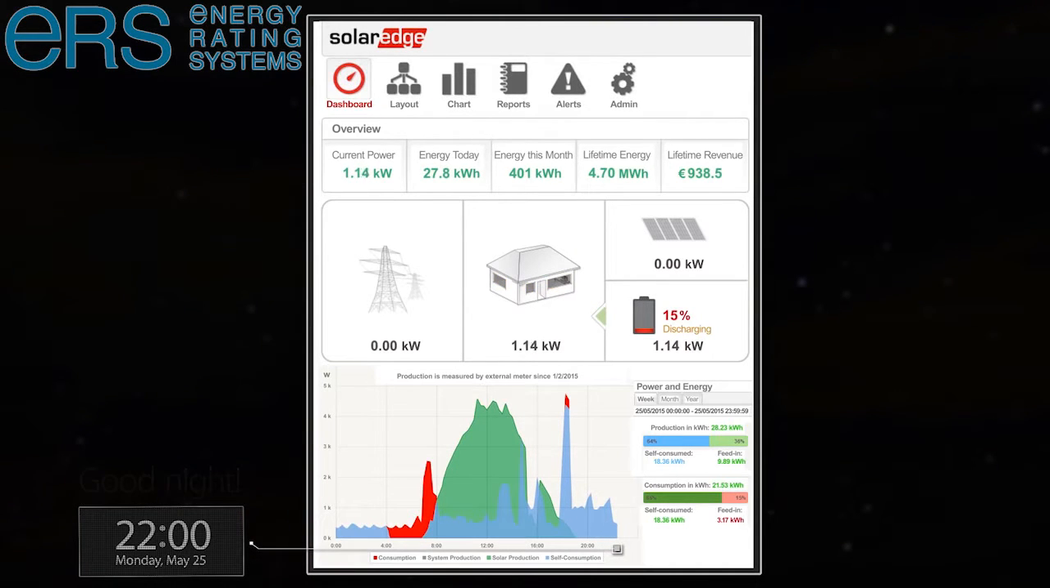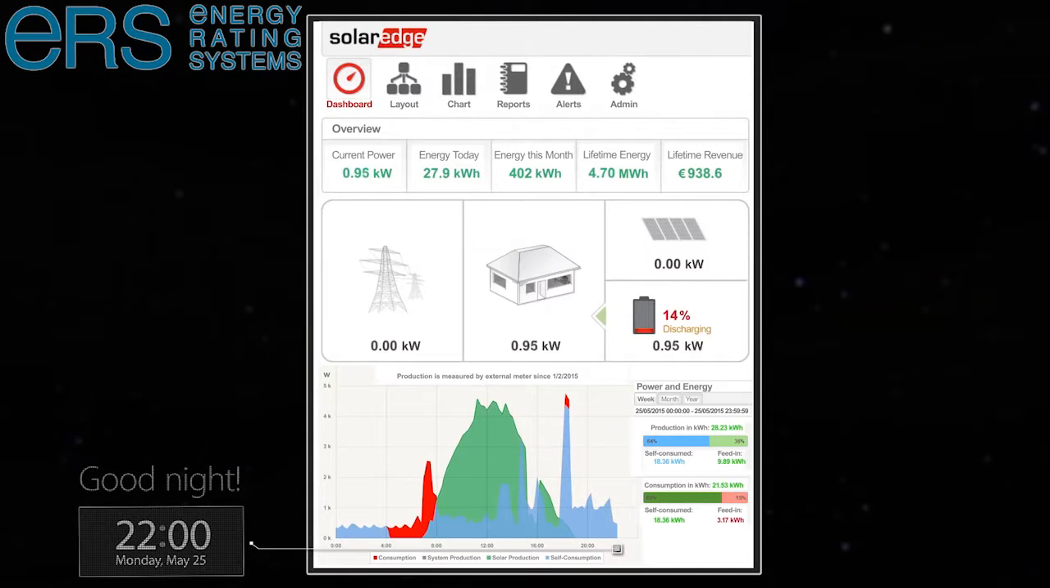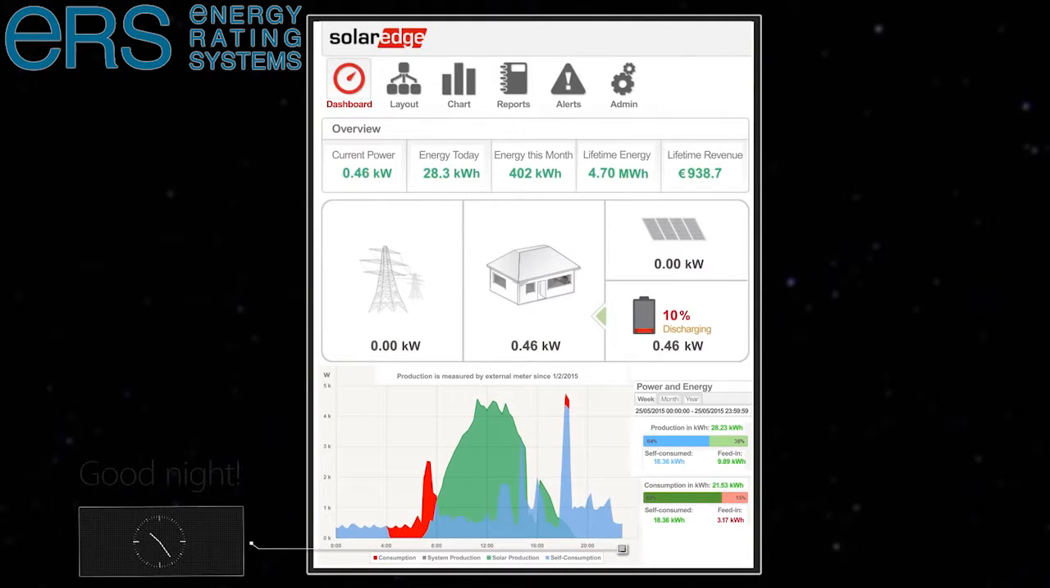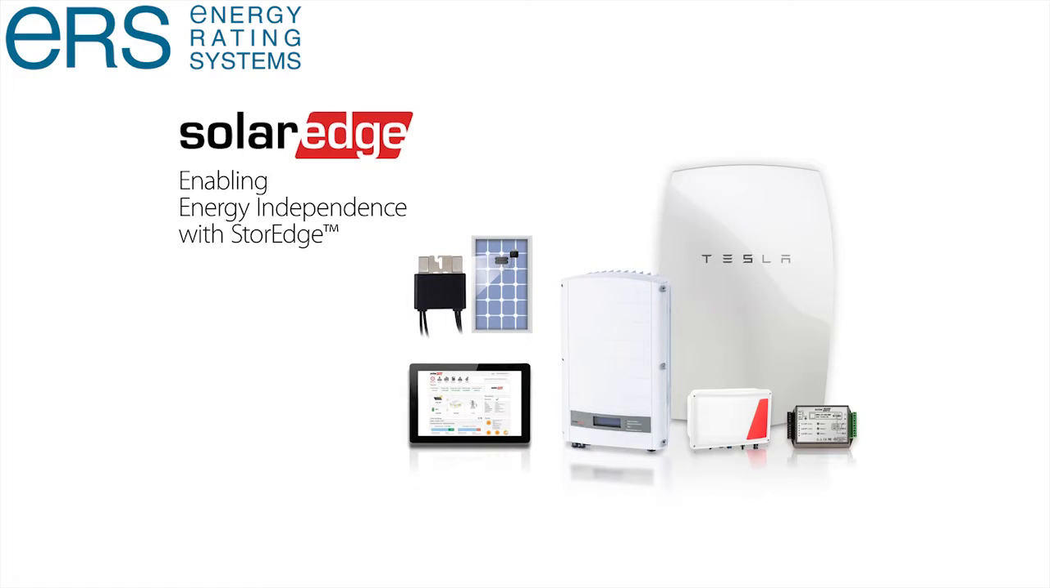It's 10 PM, bedtime. House loads are minimal, so the battery is able to power the house by itself until full discharge at around 4 AM. The grid then takes over household energy supply for the rest of the night, with PV production starting again after sunrise. Another day has ended with SolarEdge's PV and storage solution, helping this household optimize their self-consumption.